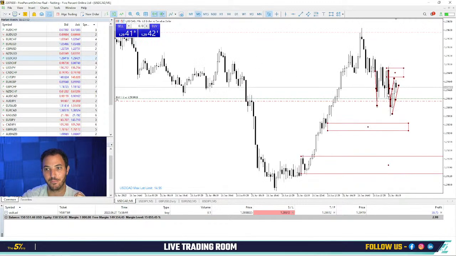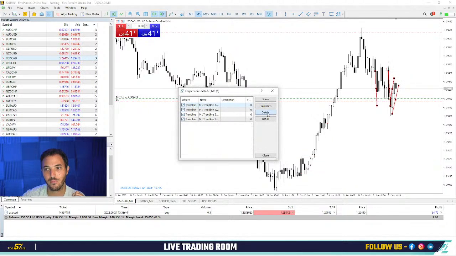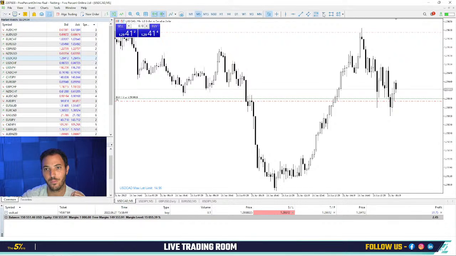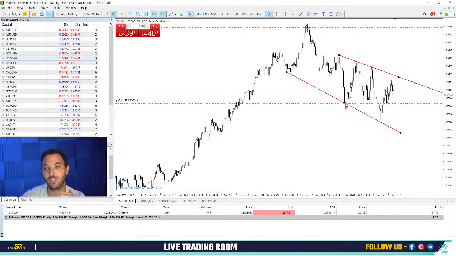We're forming this channel. Let's clean a little bit. We are forming this channel. So if this channel continues, of course, then I'm happy, because if that continues all the way to the lows, that might be demand, and then there will be the push to the upside. But right now it's struggling to continue higher.